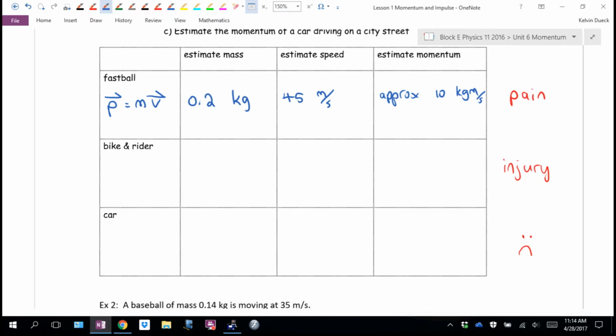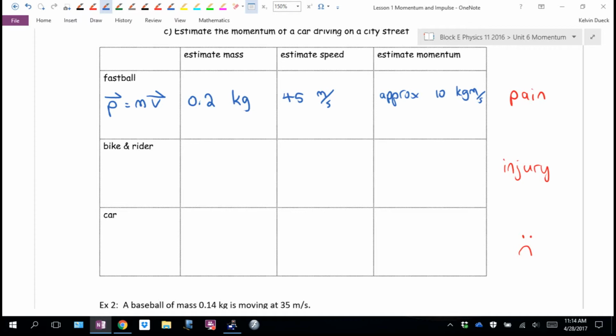Bike and rider, estimate mass. How much does a bike and a rider weigh in kilograms? I know, so we're going to estimate. That's why I said estimate. Well, you know what? You guys aren't that familiar with kilograms because in our system, we still tend to measure mass in pounds. So how many pounds would a bike and rider weigh?